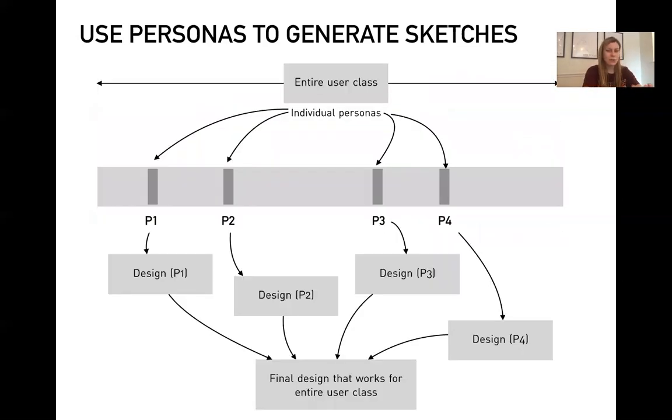Here's a quick flow chart that illustrates how sketches might be generated from different personas. You have your entire user class up top. You might pull out the four individual personas you want to focus your sketches on, and then you're going to have four different options for designs already. And you might end up combining different elements of all four of those sketches to create a final design that works for the entire user class. So that's just a way to think about sketching to start.